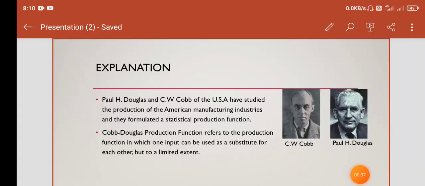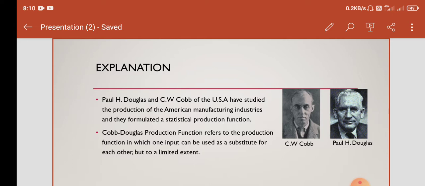Now we can explain what is Cobb-Douglas production function. It was developed by Paul H. Douglas and C.W. Cobb. C.W. Cobb is a mathematician and Paul H. Douglas is an economist. They studied the production of the American manufacturing industry, and they formulated a statistical production function.